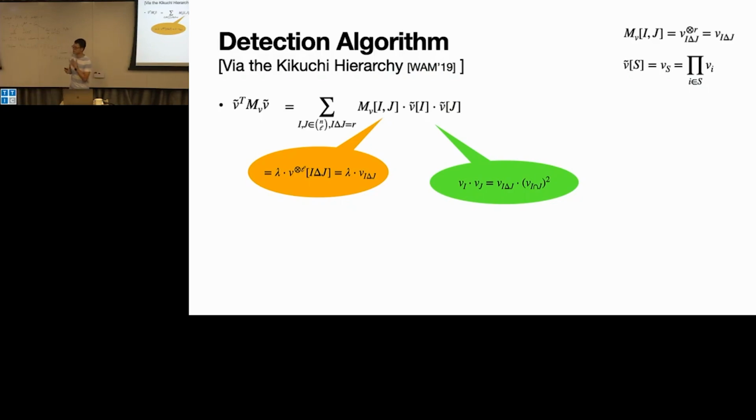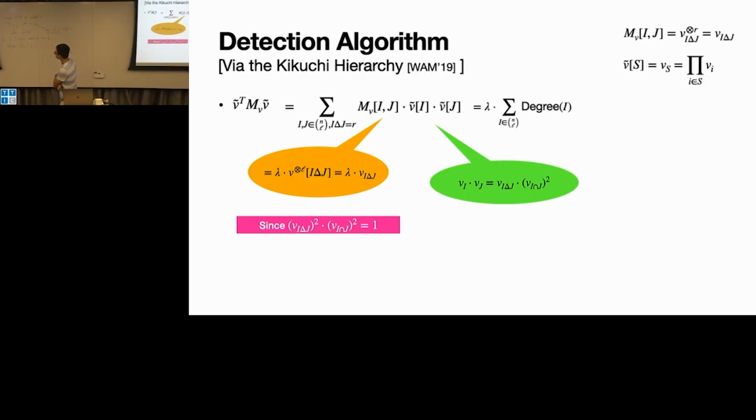Good. Because the vector we're planting here is Boolean, we know that the square of each entry is just 1 after we combine them. That means this equation is just lambda times the sum over all indices I in choose L of the degree of I, which you can think of as lambda times the number of non-zero edges in this matrix.